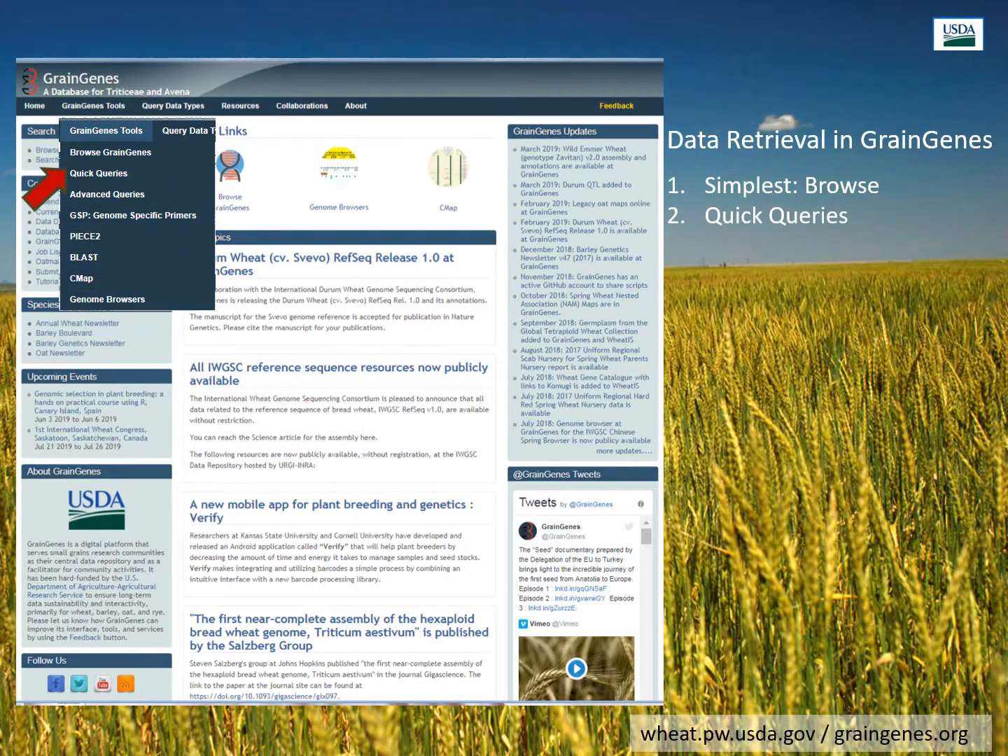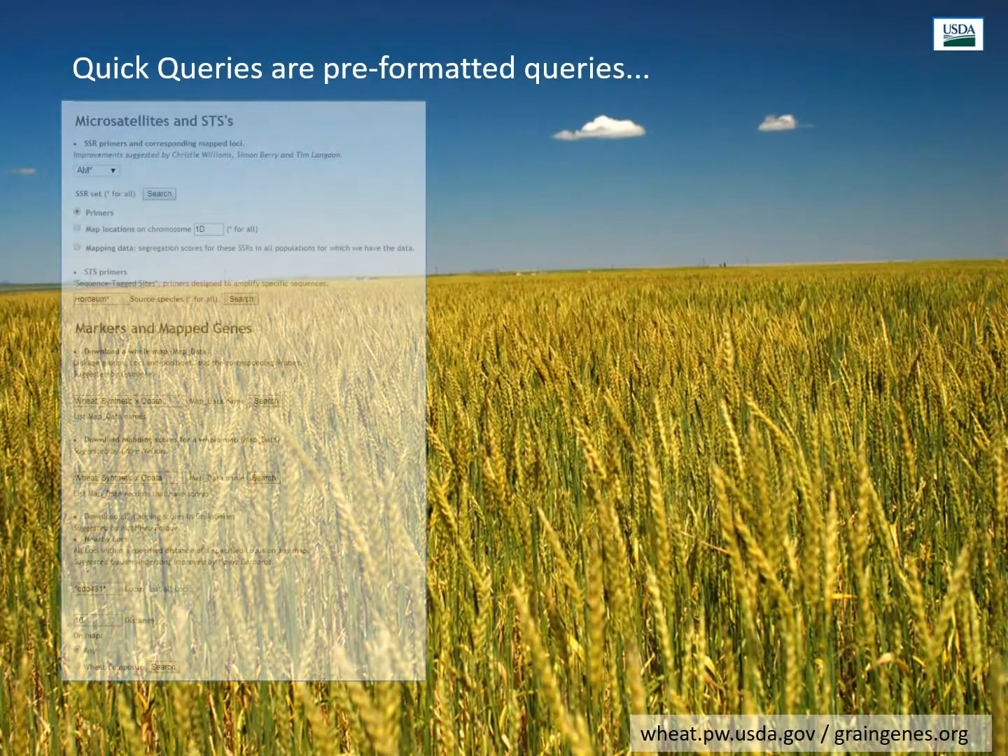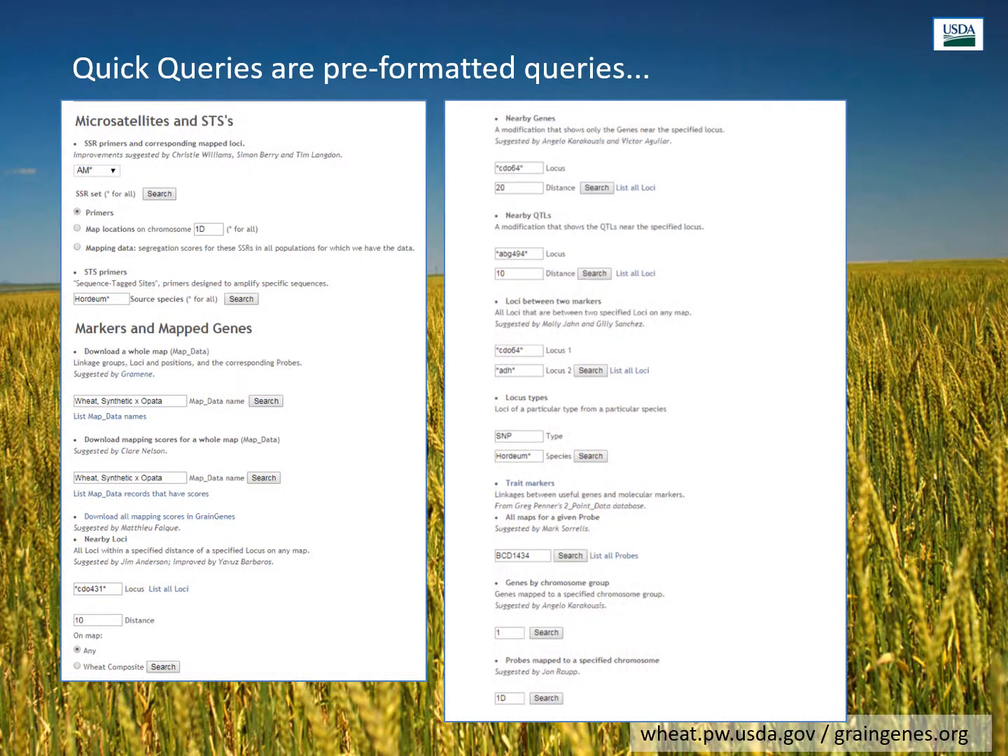The GrainGenes Tools menu at the top menu bar takes users to many of the GrainGenes features. Let's have a look at a few of the quick queries available. Quick queries have been suggested by GrainGenes users over the past 25 years that the database and website have been operational. Users should be advised to look here first for specific queries you may want to run. Chances are good that the query has already been written here and can save you some work.